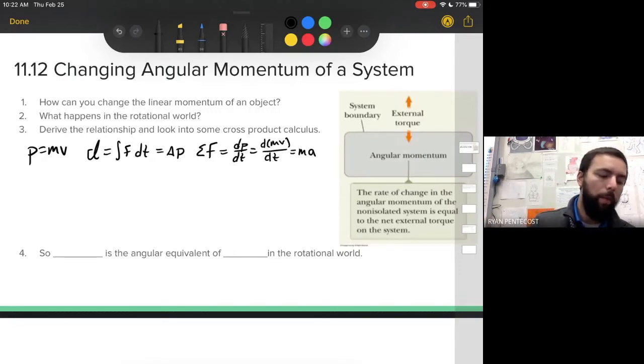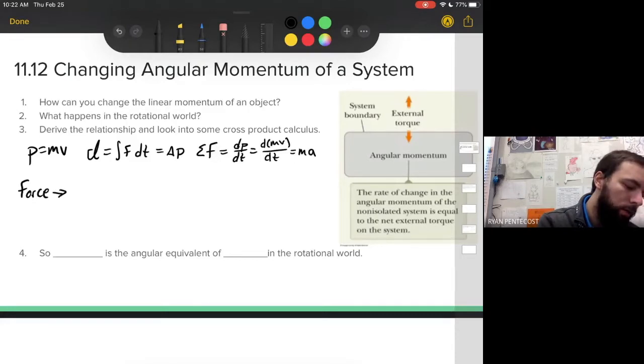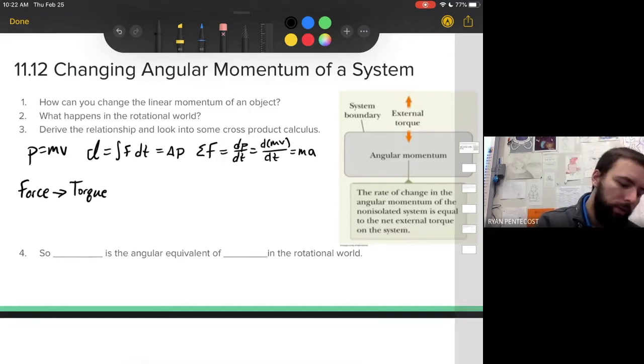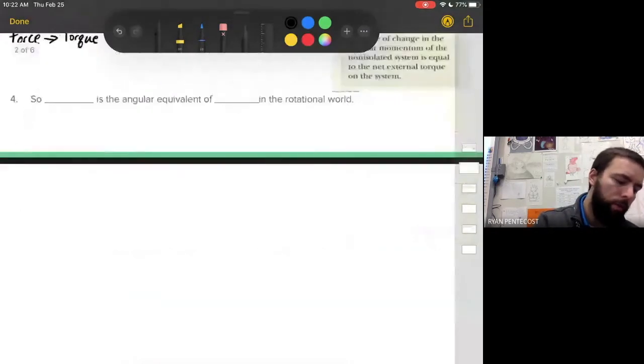All right, now what happens in the rotational world? In the rotational world, we've been saying for a while that force has this relationship with torque. When we think rotational force, we're thinking torque. So what does torque actually have to do with changing momentum? Let's look at this. I'm going to go down below real quick.